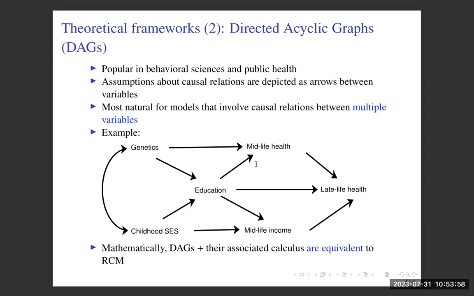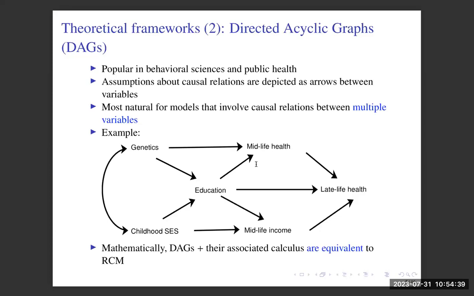And so I made something up here where there's genetics and childhood socioeconomic status, and they have an effect on education, and education has an effect on midlife income, but there is no direct effect from genetics to midlife income, only through education. Whether this is a sensible model, I don't know, but this might be a model. And so you see that, with a number of variables, this depicts how you're thinking about how these variables all cause each other and are interrelated.